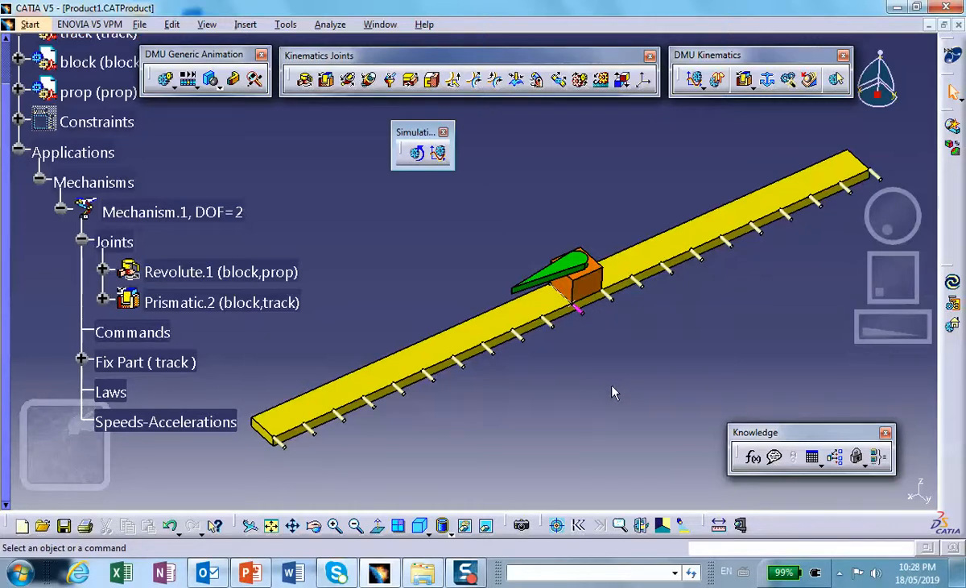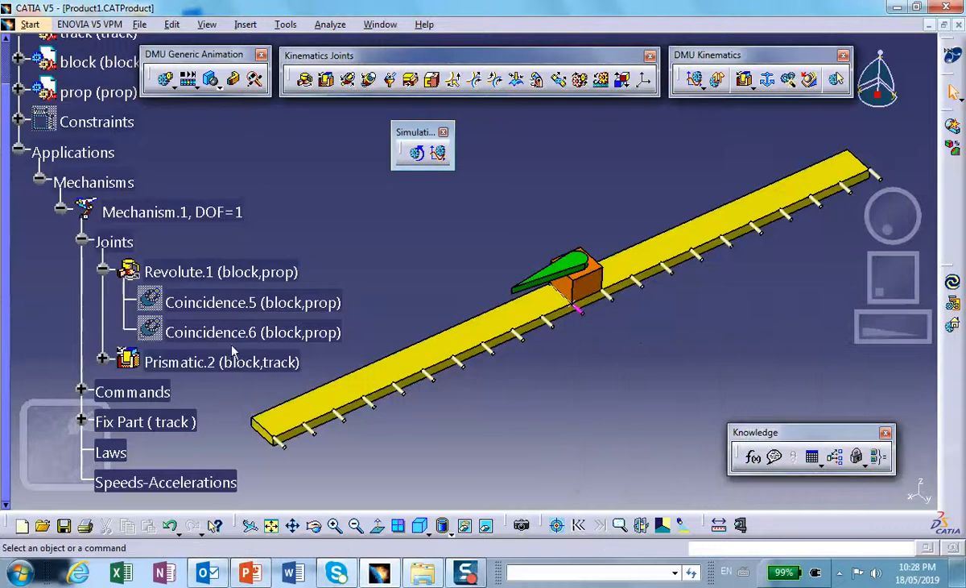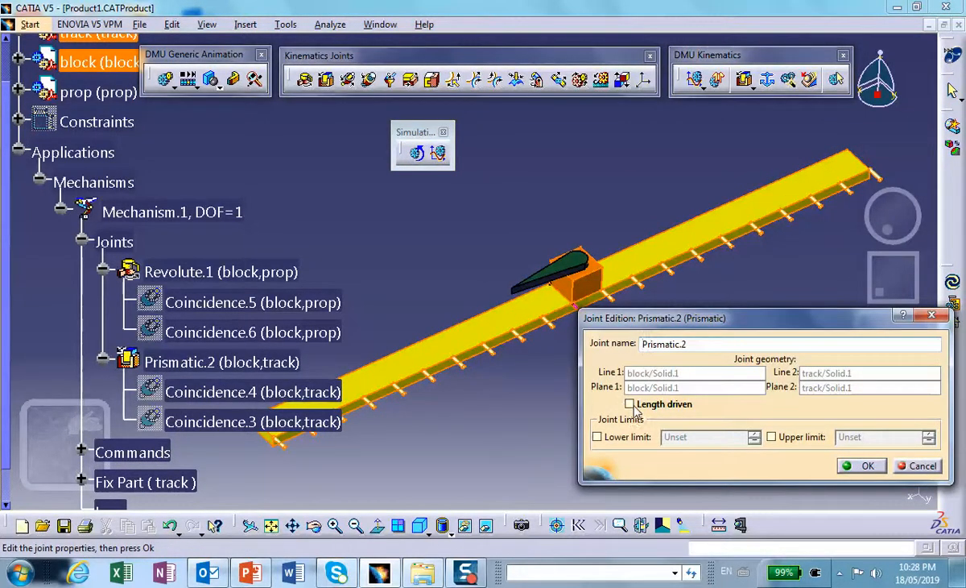Now, at the moment, there are no rules here, there are no formulas, there are no laws, and therefore there's no physics in the problem. Let me first double click on this revolute joint, and let's make this thing angle driven, 0 to 360, and double click on the prismatic joint and make it length driven. At the moment the range of motion is minus 100 inches to 100 inches, but really I want this to be 0 to 10 inches long.